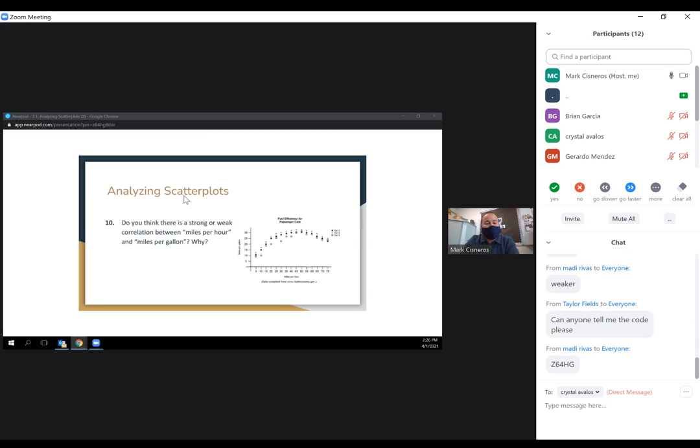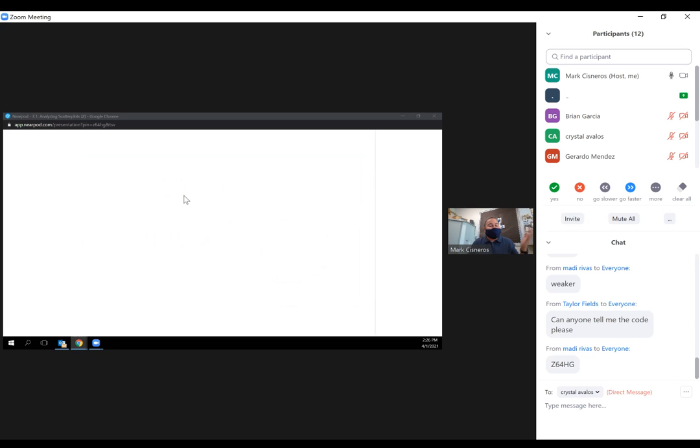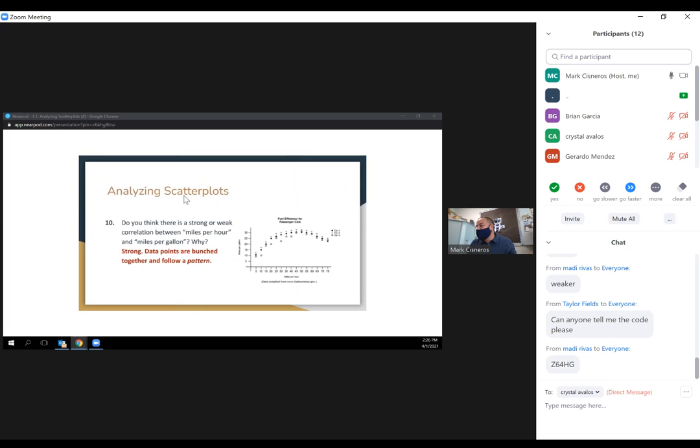Tell me if you think there's a strong or weak correlation here. Strong. Why? You're right. It's not a straight line. It's not linear anymore, but it's still following a pattern, right? It's definitely not linear anymore because it's going up and then it's coming back down. But it's still a strong relationship because the points are bunched together. It's still following a pattern.